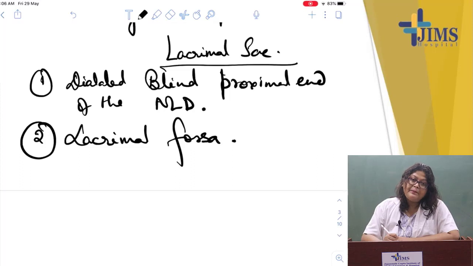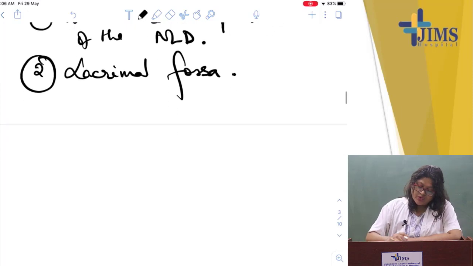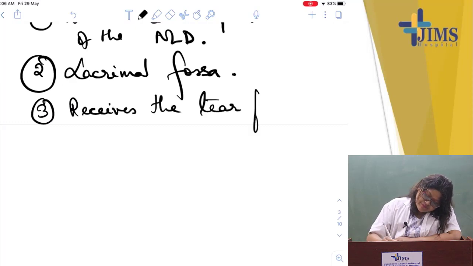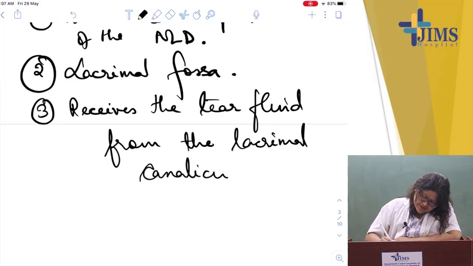So it is placed in the lacrimal fossa. This is the one which receives the tear fluid from the lacrimal canaliculi.